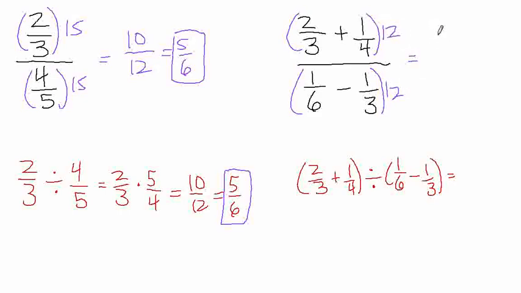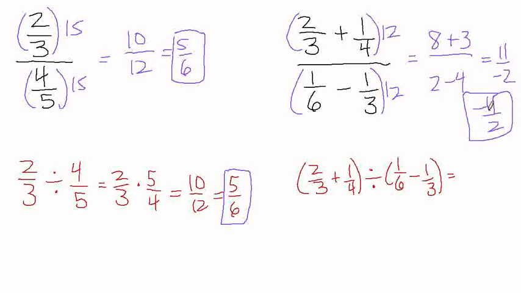So distributing the 12, I get 8 plus 3 all over 2 minus 4, 11 over minus 2, or minus 11/2. I will invite you to do the problem in the bottom right in red and convince yourself that you will get minus 11/2 for that problem. You'll get the same answer.